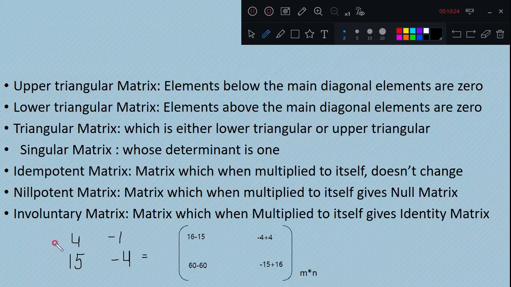For instance, I have taken this matrix 4, minus 1, 15 and minus 4, and if I multiply this, we'll get 16 minus 15, minus 4 plus 4. If you solve this, 16 minus 15 is 1, again minus 4 plus 4 is equal to 0, and 60 minus 60 is equal to 0, and minus 15 plus 16 is equal to 1. That means it is a matrix which when multiplied by itself gives the identity matrix.